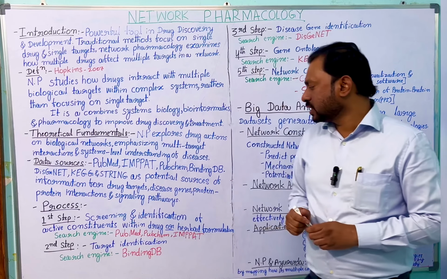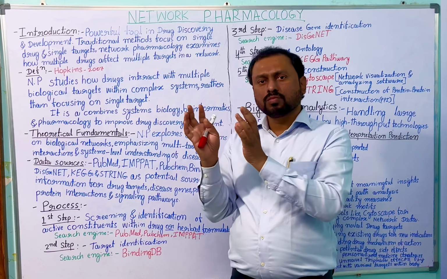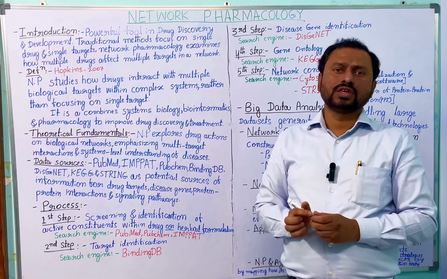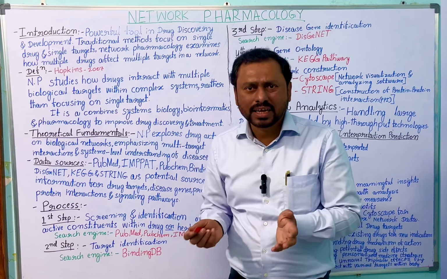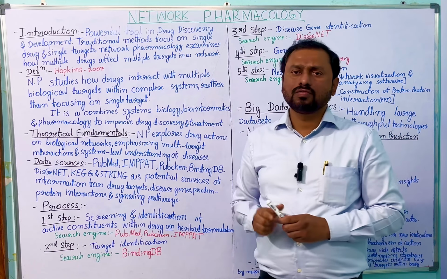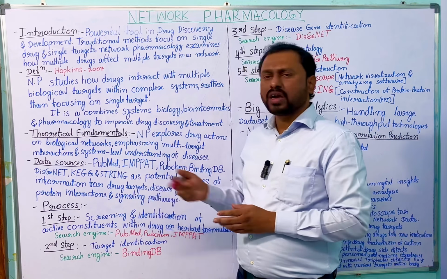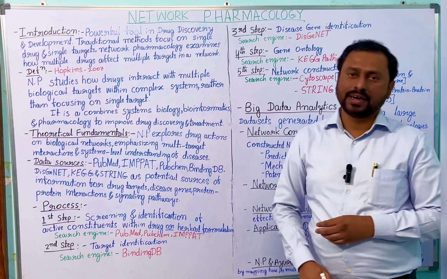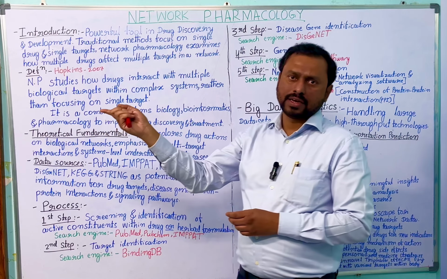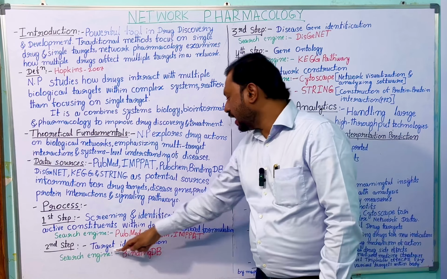The next step is target identification. In the first step we searched for the particular drug and studied what active constituents are present. In the second step, what is our aim? Where we have to target, which protein or which gene we have to target, that tool we are using. Like drug binding: suppose one active constituent is there, where is it binding? In the second step we study the target identification.